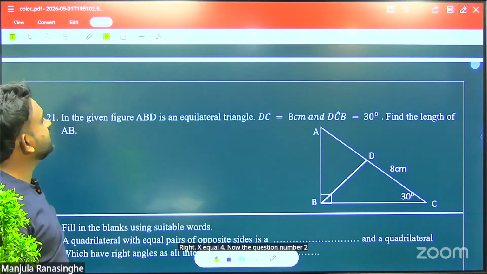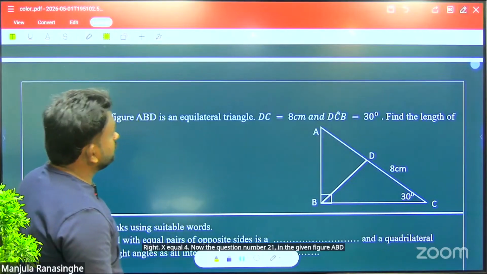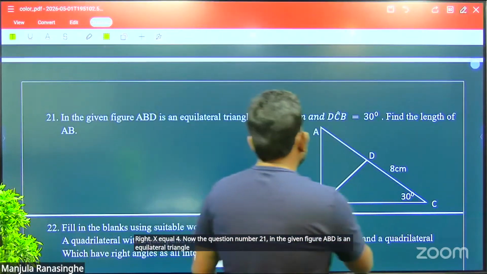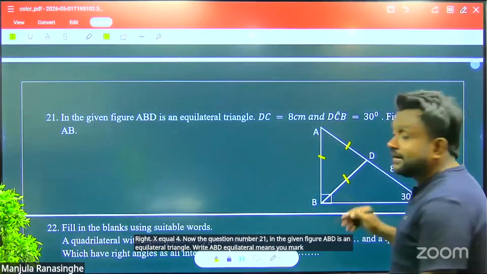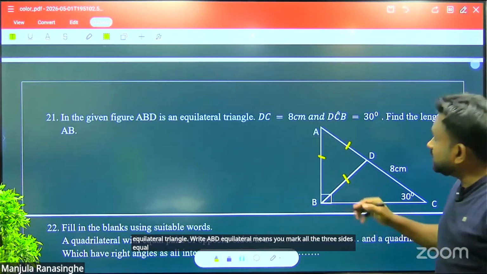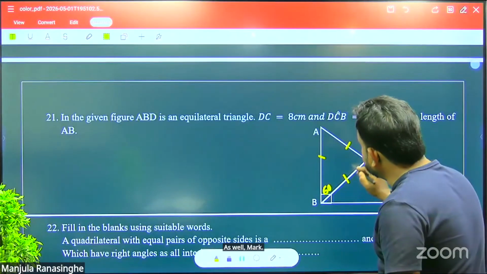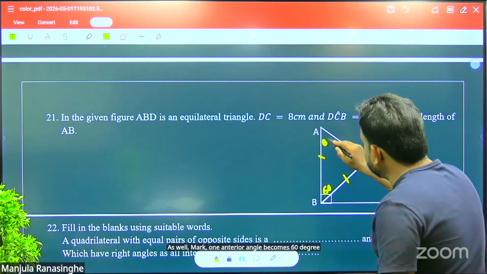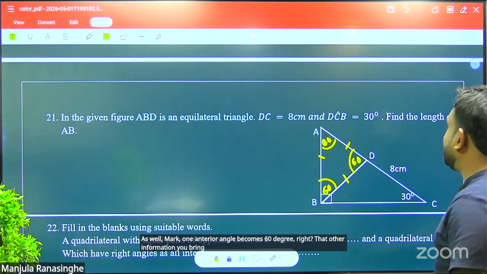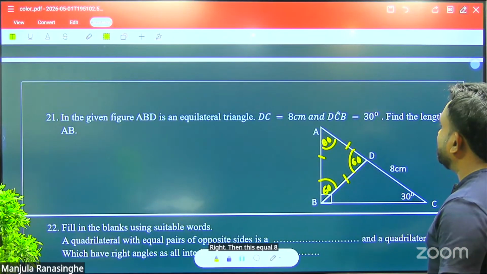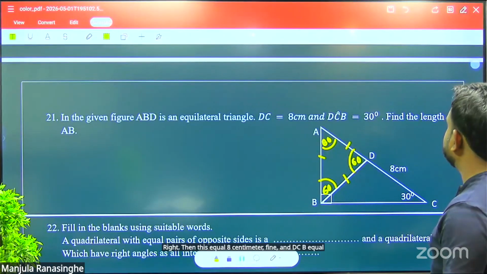In the given figure, ABD is an equilateral triangle. Right, ABD equilateral means you mark all three sides equal, as well as mark each angle as 60 degrees. Right, those are the information you bring. Then DC equals 8 centimeters, fine, and angle DCB equals 30, fine.